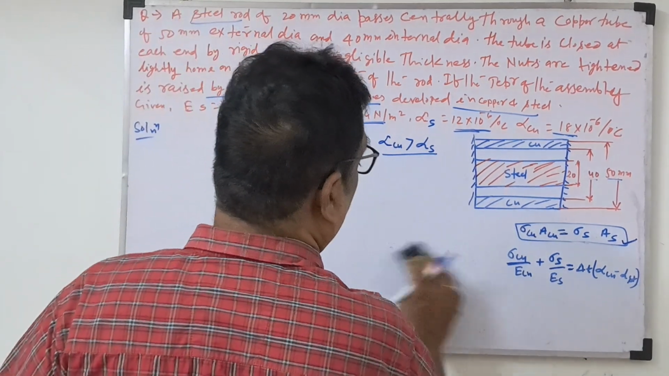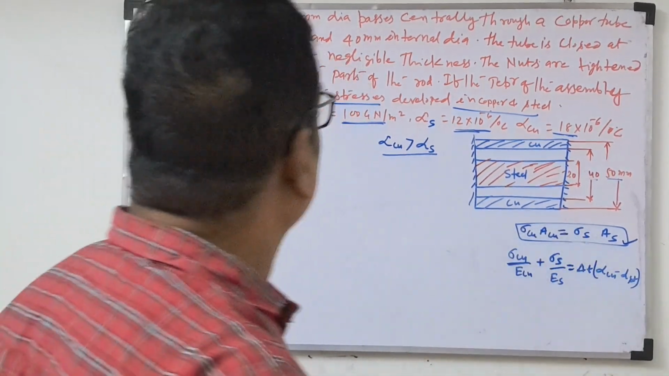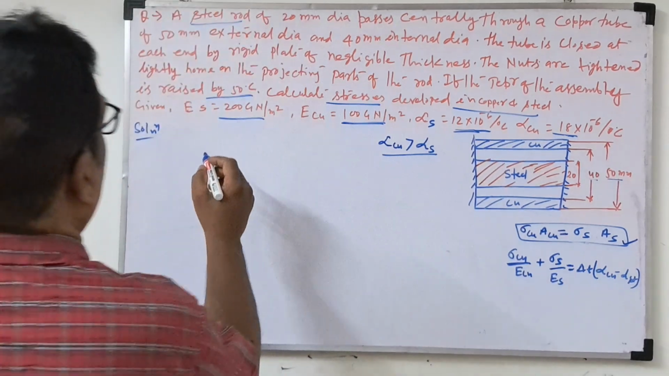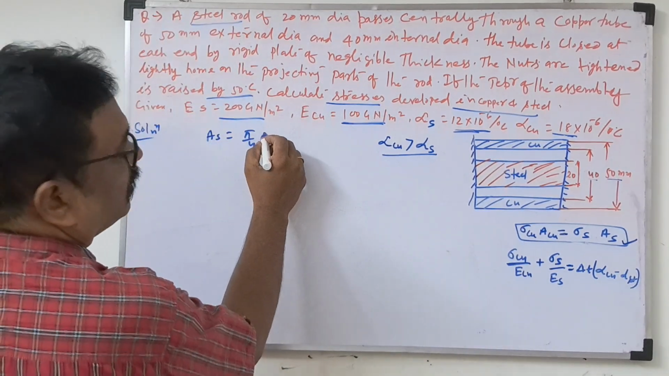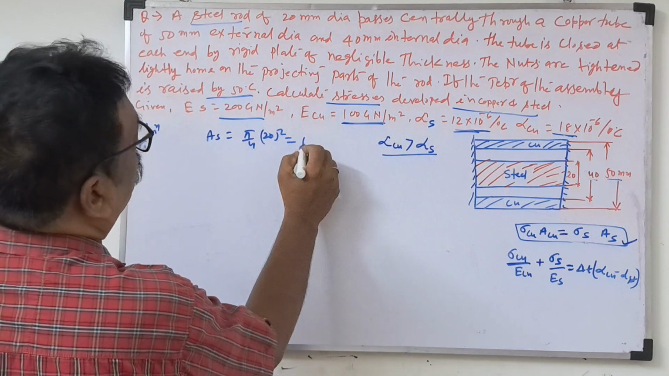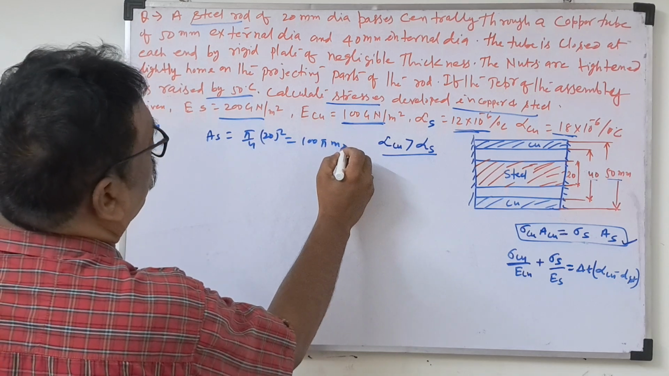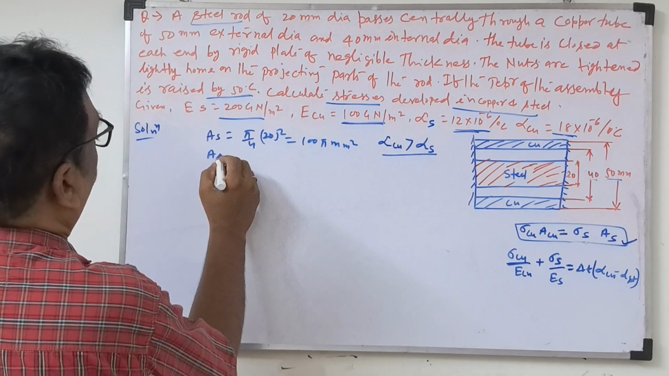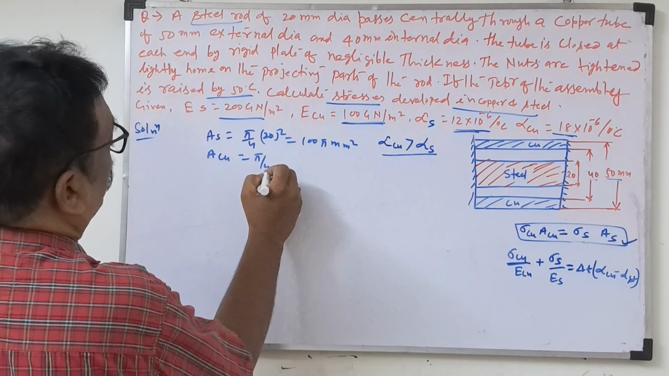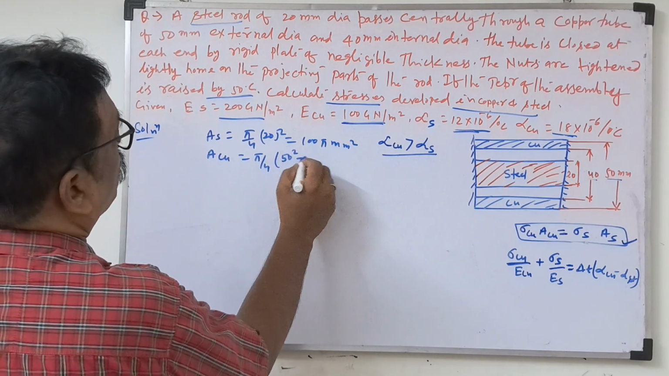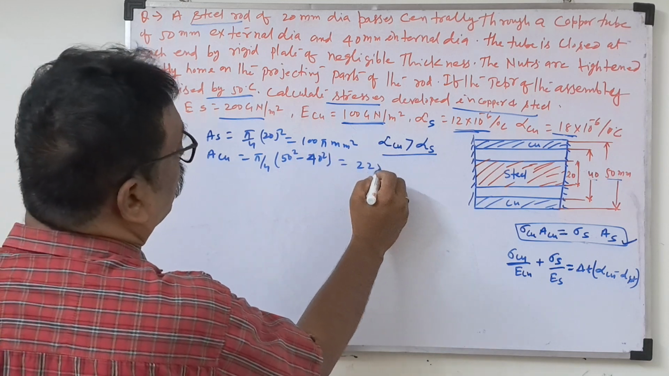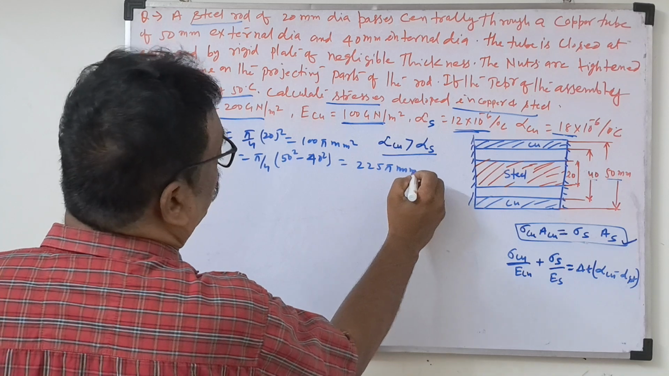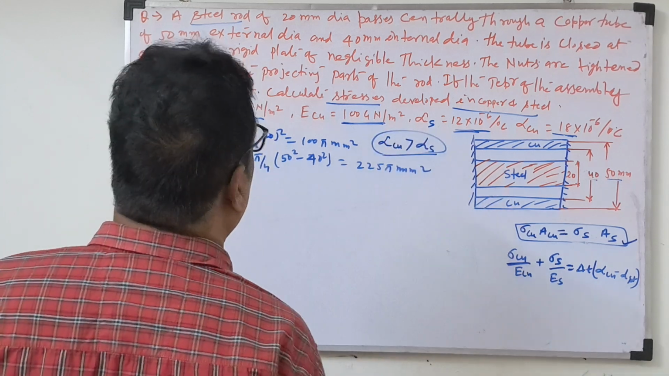So first, two cases will be there. The area and everything is there. First find the area of the steel: pi by 4 into 20 whole square, so 100 pi mm square will come. Then the area of the copper: pi by 4 into external dia 50 whole square minus 40 whole square. It will come 225 pi mm square.